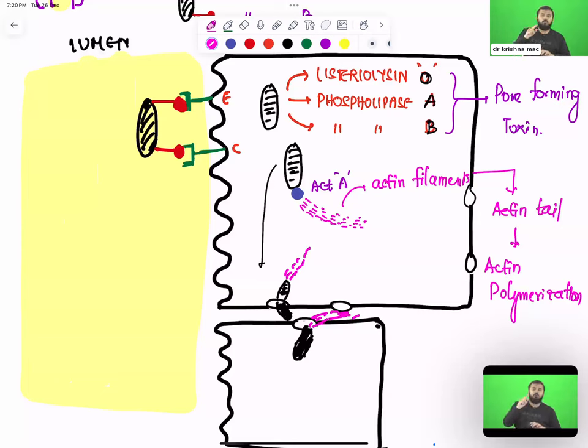But all I want you to know is Listeria. When I say Listeria, what should come into your mind is that it will make holes in the cell. It will create an actin tail, actin polymerization, and it will pass from one hole to another hole. That is all I want you to know.